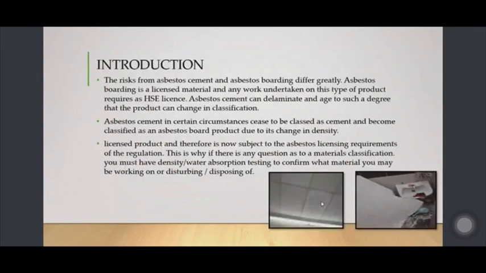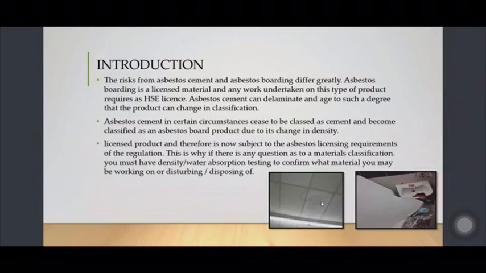So the risk from asbestos cement and asbestos boarding differ greatly. Asbestos boarding is a licensed material, and any work undertaken on this type of product requires a HSE license. Asbestos cement can delaminate and age to such a degree that the product can change in classification. A good example of this is when asbestos cements become highly damaged, such as during a fire or were open to the element for a very long time.